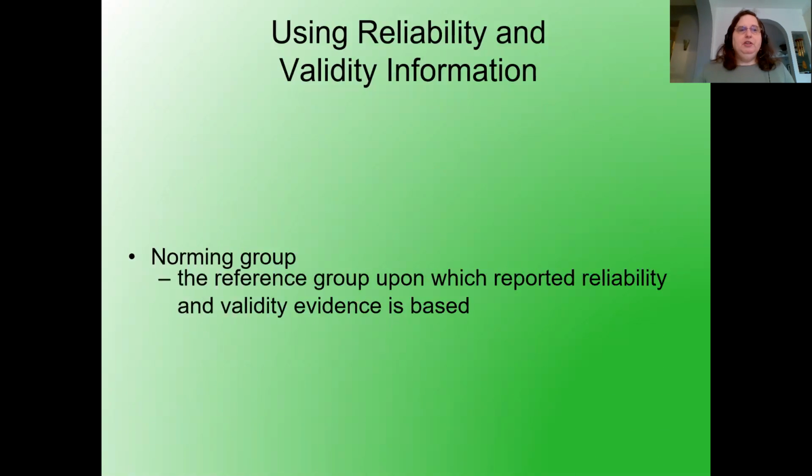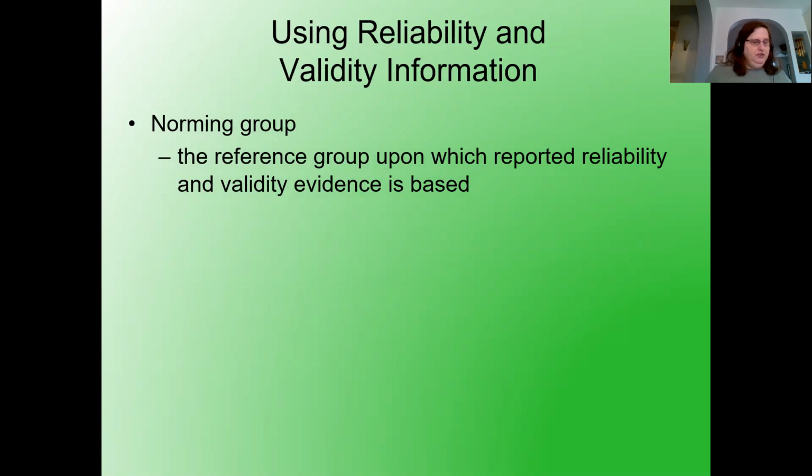So using reliability and validity information, how do we use this information? Well, the way it works is, let's pretend you are creating a new measure right now. In fact, I've been working on a new measure about malingering or faking bad on a test. And this is an important concept that we need measured well in our field. So what I'm doing now is I'm trying to gather a norming group. This would just be a reference group upon which my reported reliability and validity evidence would be based.